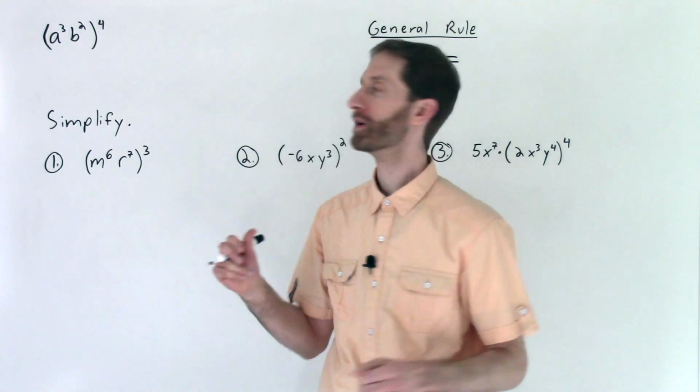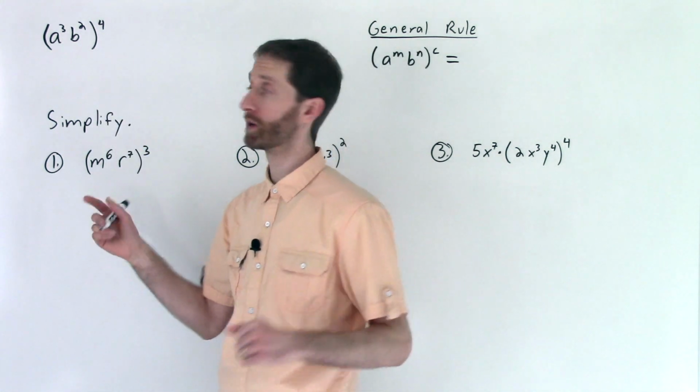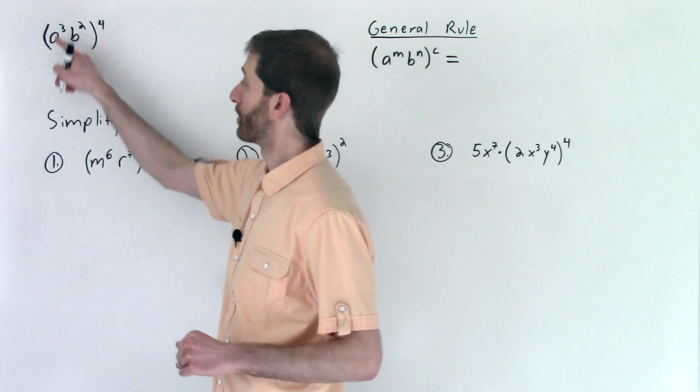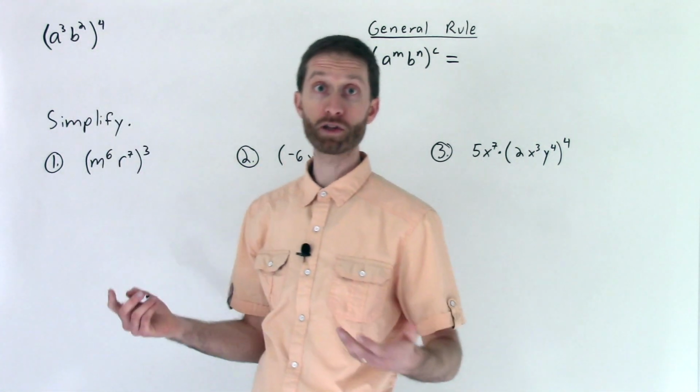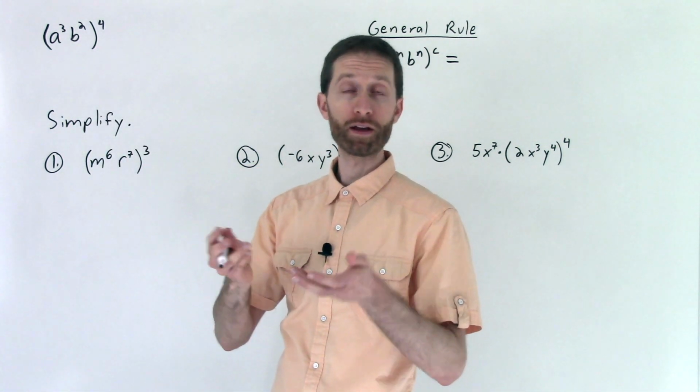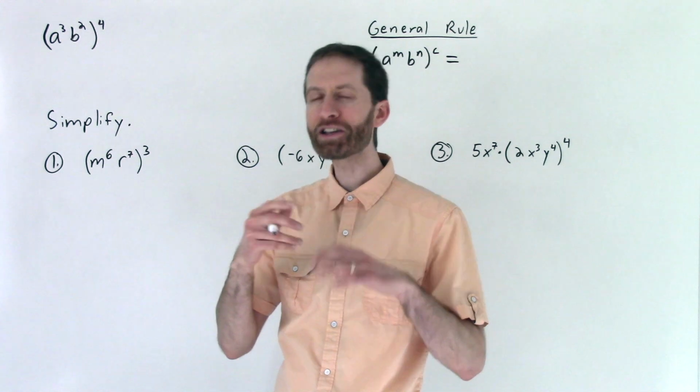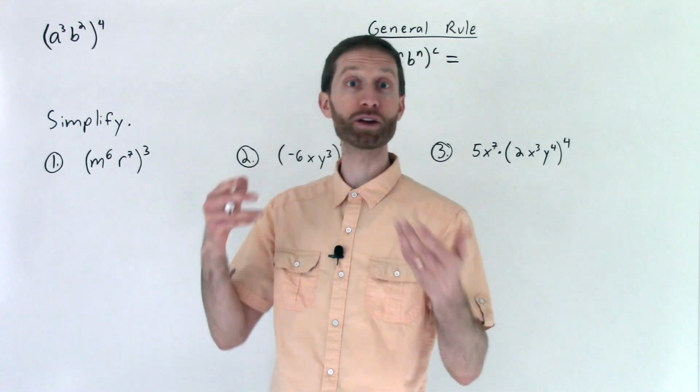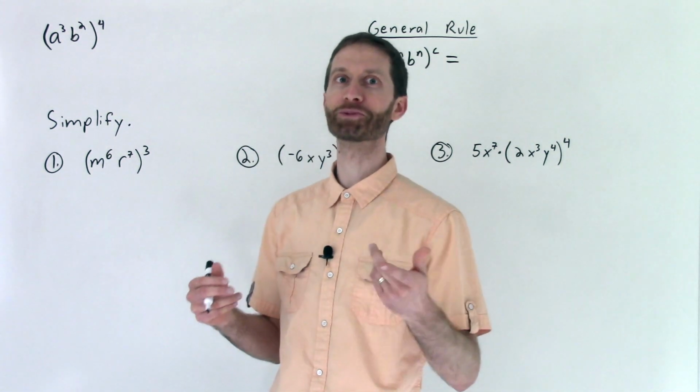Ooh, what do we do? Well, let's expand it out, just like we've been doing here. So you've got a product of numbers, a cubed times b squared is the product, all raised to the fourth. Now you might even have an inkling, an intuition, or a little thought of what you want to do. Let's see if your inkling is right.